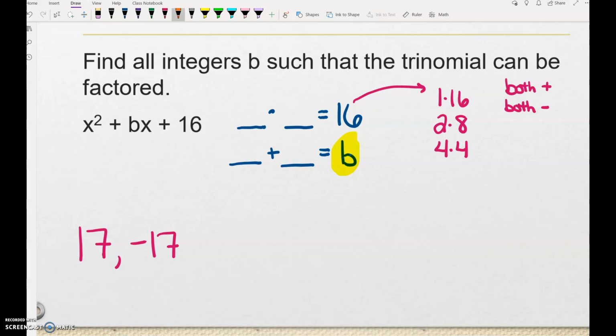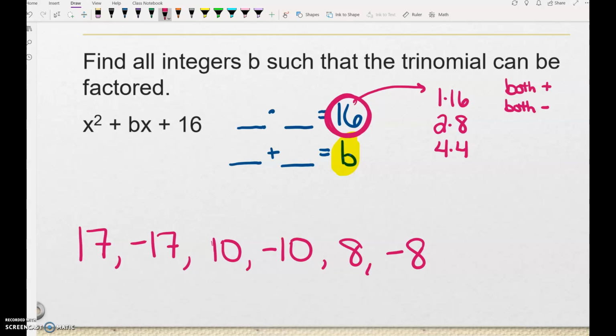So if we used 2 and 8, what is 2 plus 8? 10. If we use negative 2 and negative 8, negative 10. Now take a moment and think about the 4s. What are the other two things that b could be? 8 and negative 8. Because this is positive 16, these numbers either both have to be positive or both have to be negative. So first find all of the ways if both of them are positive: 17, 10, and 8. Then if both of them are negative: negative 17, negative 10, and negative 8.